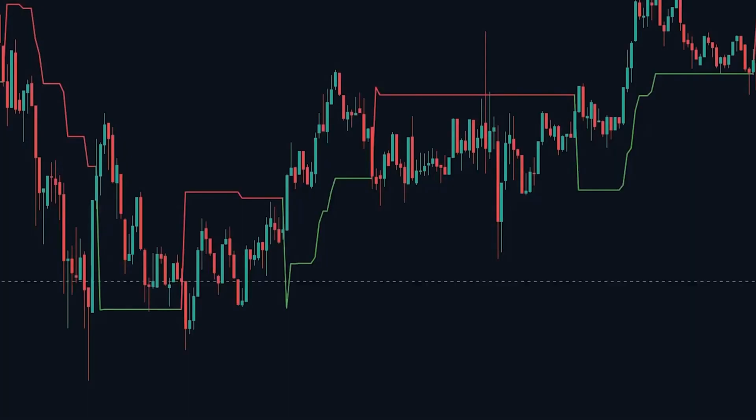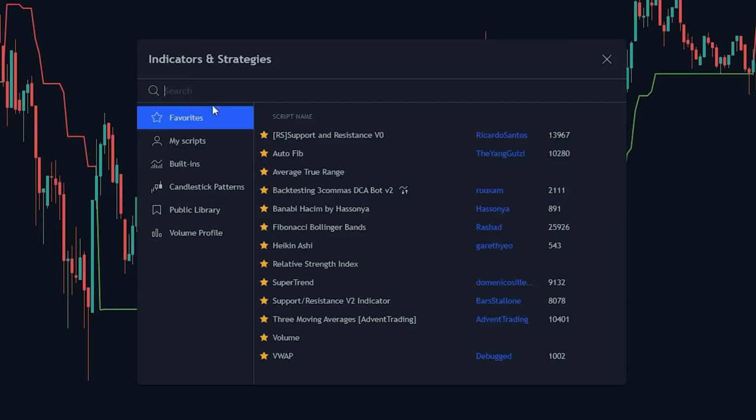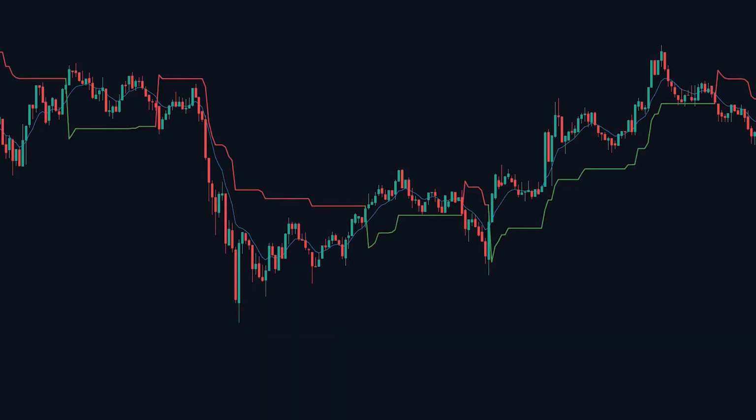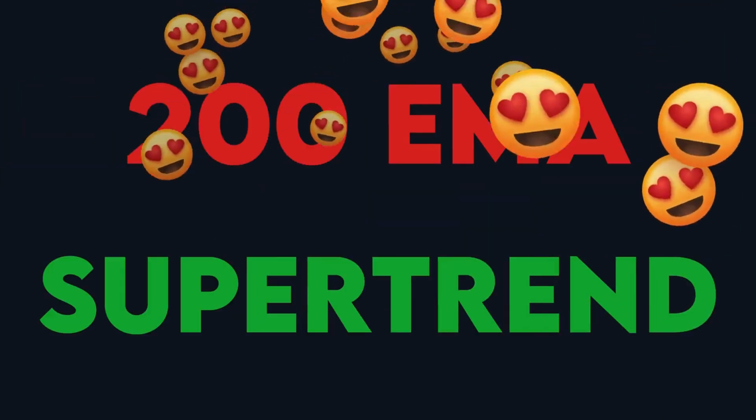Another strategy we can use is pairing the Supertrend indicator with the 200-day moving average. Why this strategy is so powerful is because the Supertrend indicator is very good at finding short-term trends and the 200-day is good at finding long-term trends. That's why pairing both of these indicators is like magic. Let's add these indicators to our chart.